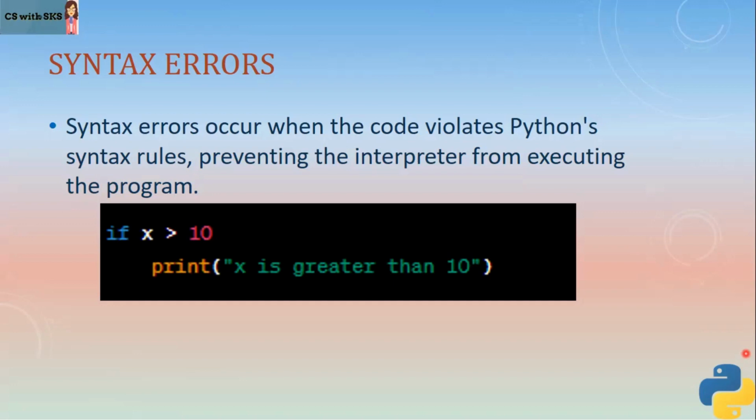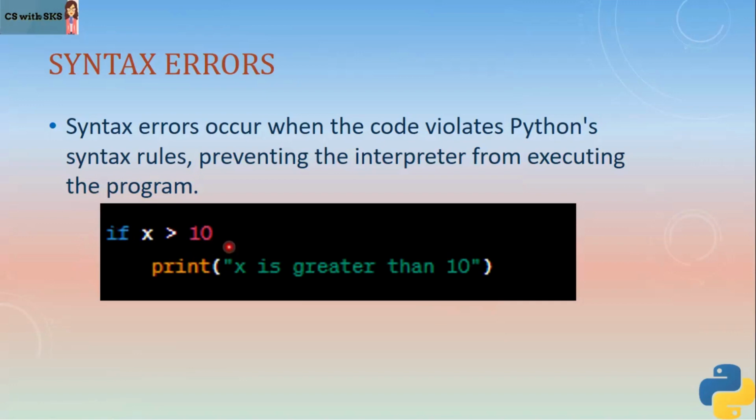So syntax errors are all related to the syntax of the code. For example, if you look at the given example, here I have written if x is greater than 10, print x is greater than 10. Now, this statement looks fine. However, from the Python interpreter's perspective, it is not following the syntax rule for the if statement. It is missing a colon which should be written here, right?